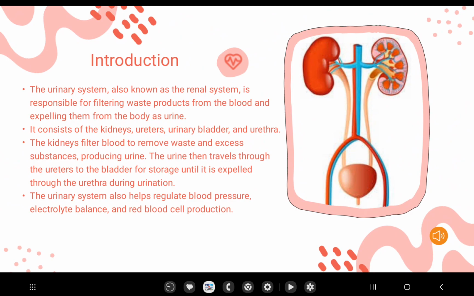The urinary system, also known as the renal system, is responsible for filtering waste products from the blood and expelling them from the body as urine. It consists of kidneys, ureters, urinary bladder, and urethra. The kidneys filter blood to remove waste and excess substances, producing urine. The urine then travels through the ureters to the bladder for storage until it is expelled through the urethra during urination. The urinary system also helps regulate blood pressure, electrolyte balance, and red blood cell production.